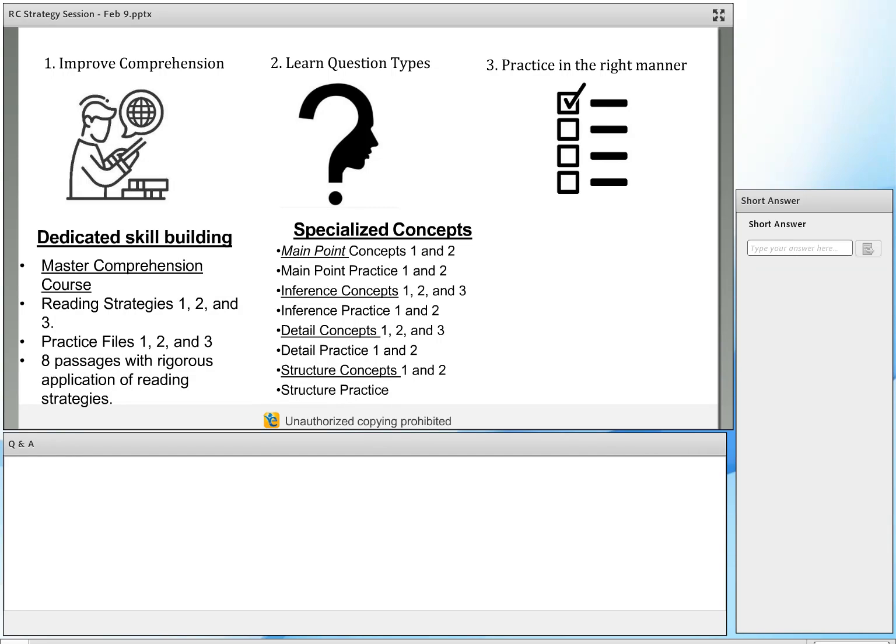So by the time you reach the end of this part of the course, you will have a very solid understanding of how you need to answer each and every type of question that is asked in the GMAT RC.